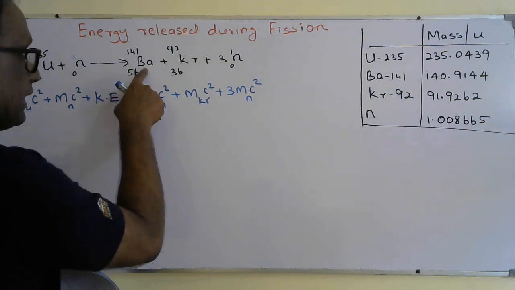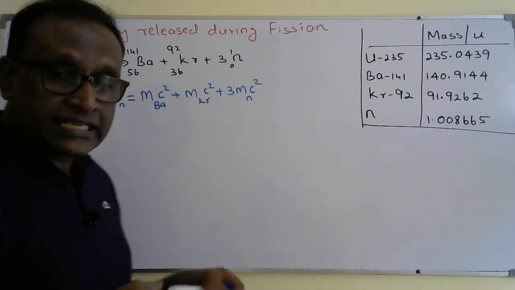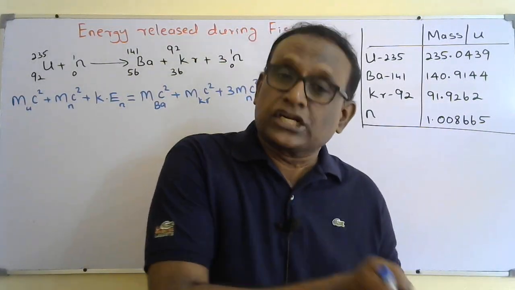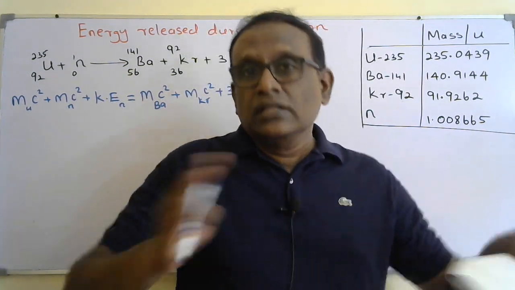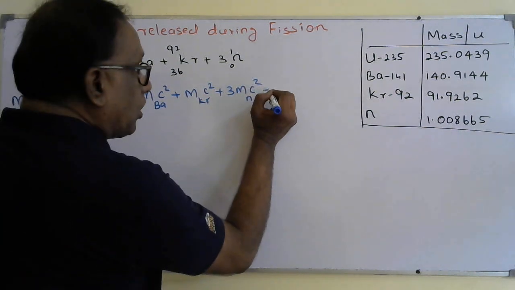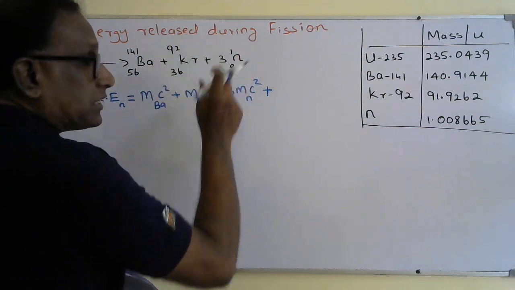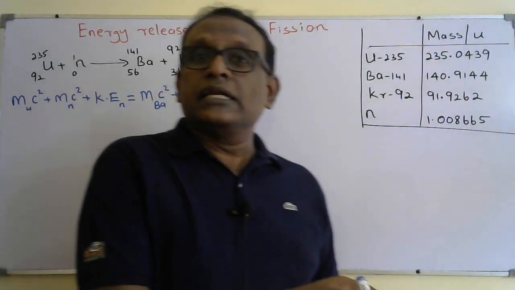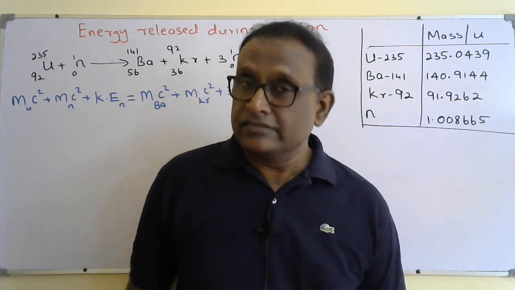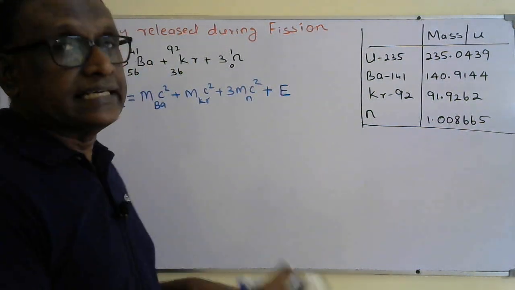Now this can have kinetic energy, this also can have kinetic energy, this also has kinetic energy. Additionally, there should be energy release in the form of thermal radiation or electromagnetic radiation, everything together. So here I put only the equivalent energy of the masses plus all the energy together: kinetic energy of barium, kinetic energy of krypton, kinetic energy of the 3 neutrons, additionally thermal energy radiated plus any other electromagnetic radiation released, everything together we put as E. That's the normal question they ask, total energy release.